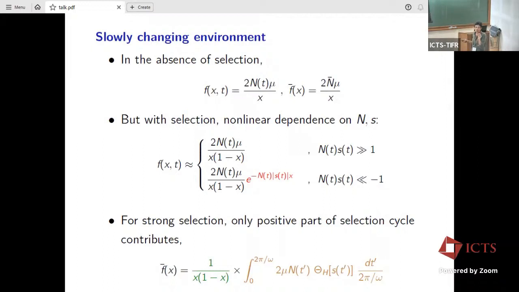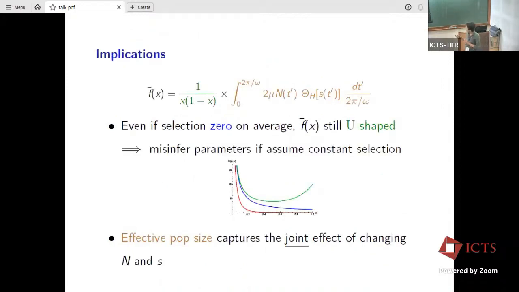So let me just explain what it means, what implication it has. Okay, so this is the SFS at times when my population size and selection both are changing periodically, let's say right now with the same frequency. And I have averaged it over a period. And what it's saying is that the final answer has x dependencies like this U-shaped. But this part is saying that you will get a contribution from the population size only where selection is positive. So this is called a theta function. It's just saying that wherever selection is positive, that's where the contribution will come from.